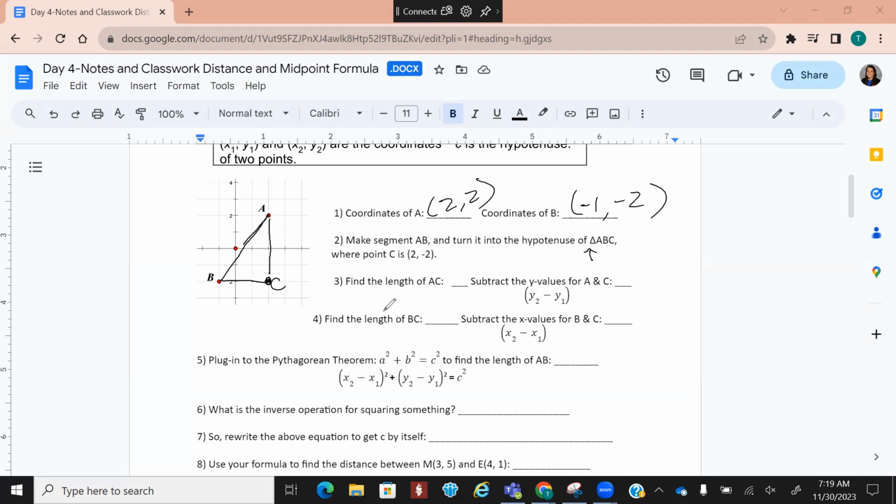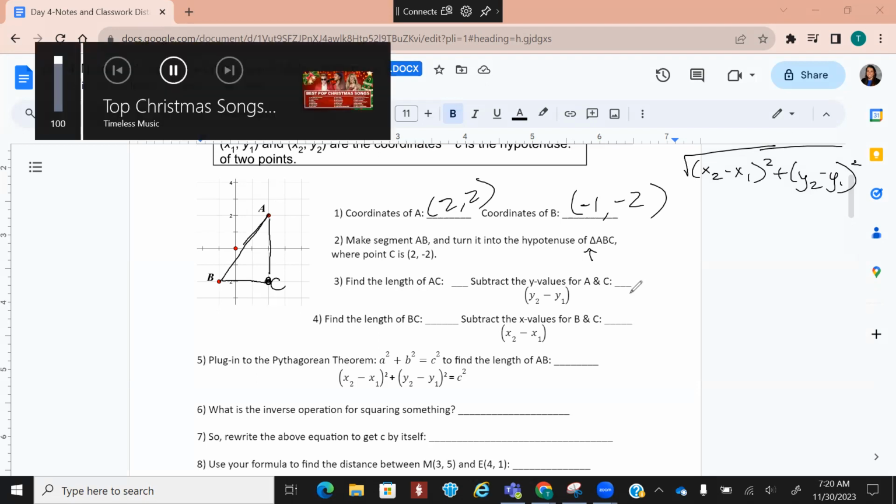Now, we need to find the length from A to C. What did we learn yesterday that we can use to find the length of something? Not the Pythagorean theorem. Distance formula. So we learned about the distance formula yesterday. You weren't here. Here it is. All right, so we could use the distance formula, but since it's a vertical line, we can just count.